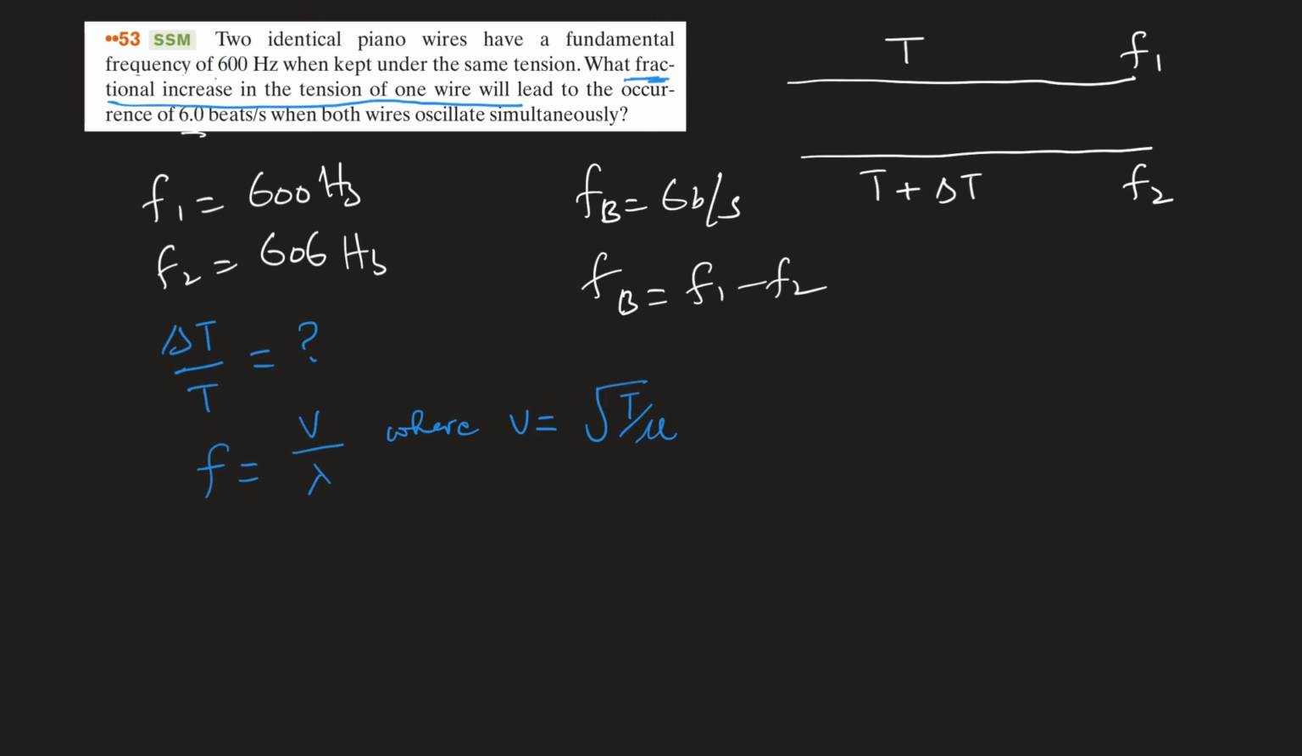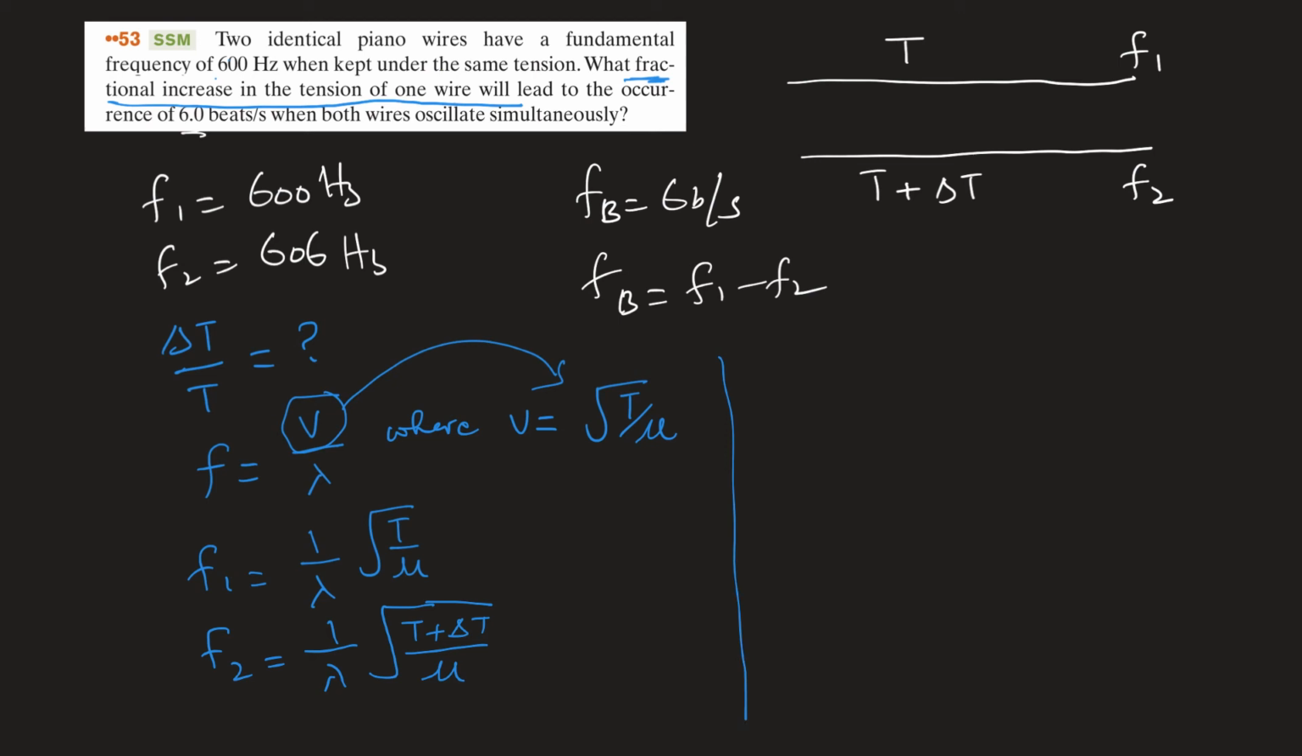Now let us suppose that the frequency in the first wire is F1, which is equal to 1 upon lambda times the square root of T upon mu, and the frequency of the second wire is F2, which is equal to 1 upon lambda times the square root of T plus delta T upon mu, because linear mass density is constant, but there is a slight change in tension. So now this is equation number 1, this is equation number 2.